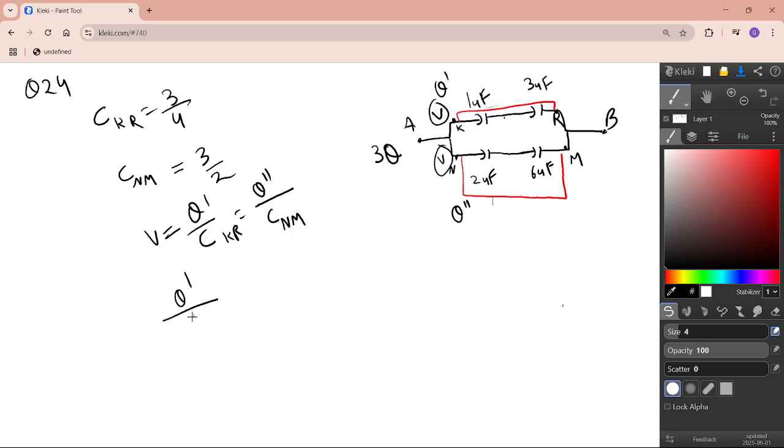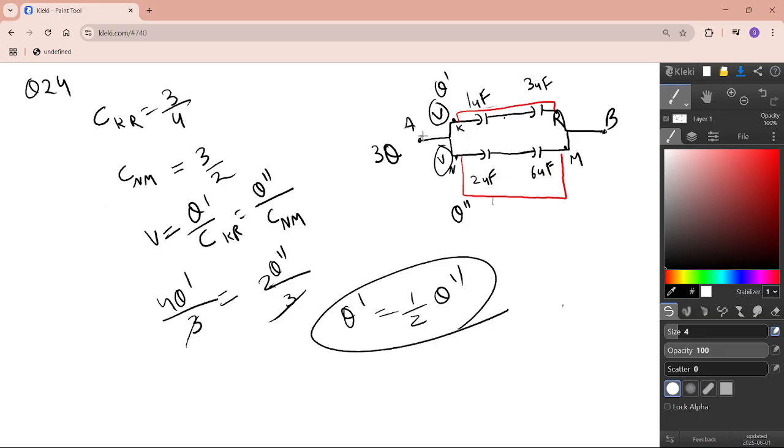Let me compare Q dash upon C KR. C KR is 3 by 4 and C NM is 3 by 2. The 3s cut. Q dash is equal to half of Q double dash. And if they sum to 3Q, you have 3Q dash by 2 is 3Q. That's why I chose 2 dash. It's still clear from this only. Q dash will be half of Q double dash in values, but I do not want it in fractions, so of course assume Q and 2Q only.